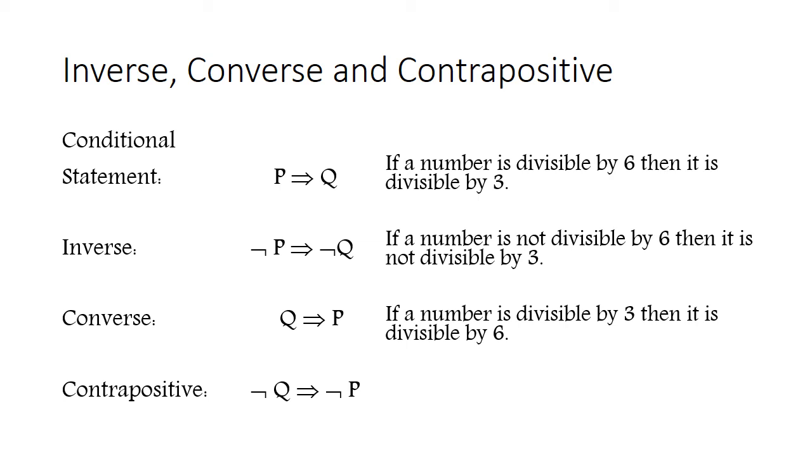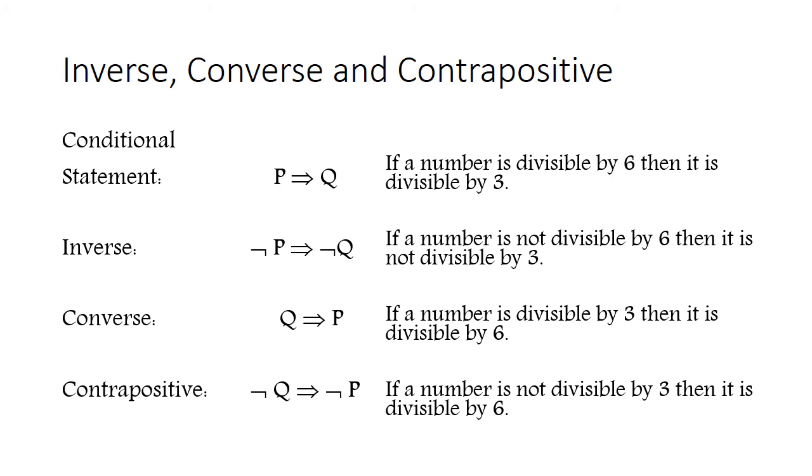And last we have the contrapositive, which says that if a number is not divisible by 3, then it is not divisible by 6. Now this is true. In this case you can see the original statement is true and the contrapositive is true, but the inverse and converse of the statement are false.